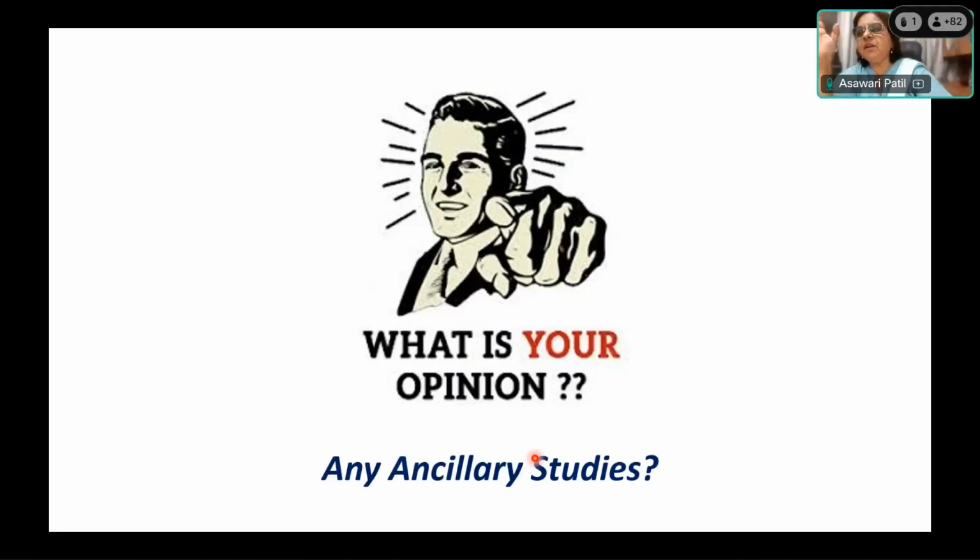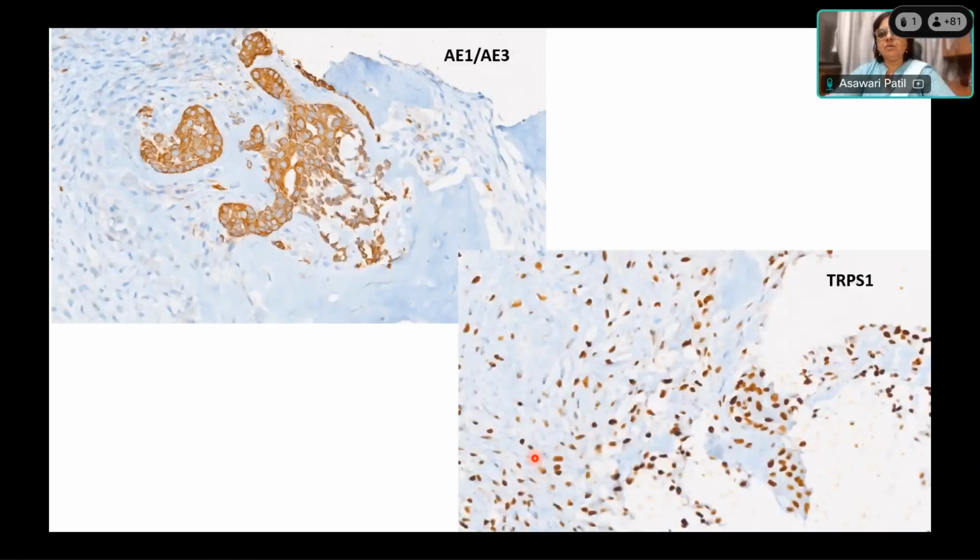Is there any particular name for those other areas? You said osteoid, chondroid areas. What do they call them? Anyone? Mesenchymal differentiation. Metaplastic, or heterologous mesenchymal differentiation, right? So here I want to show you the IHC.